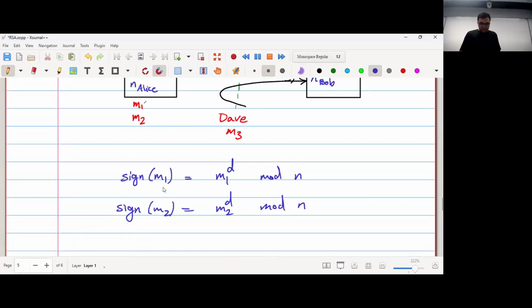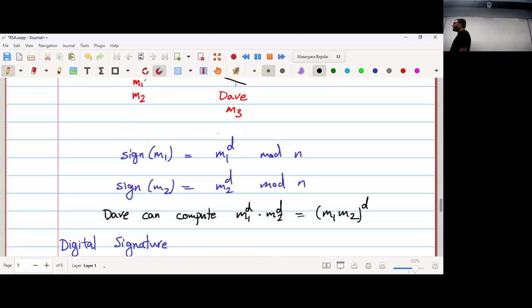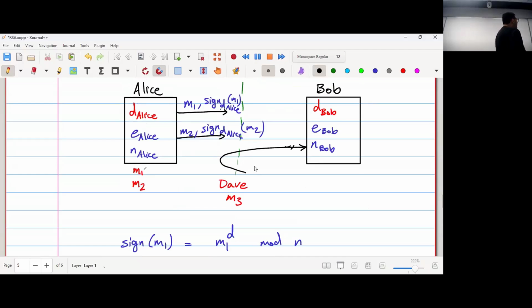But now Dave has seen the signatures on these two messages. He can take the two signatures and multiply them. Right. So Dave can compute M1 to the power of D, which he has seen, times M2 to the power of D, which he has also seen. But this is the same as (M1 M2) to the power of D. So this is bad, because now it means that Dave could create Alice's signature on a new message, on the message M1 M2. Right? So you have to make sure that your messages cannot be combined together.